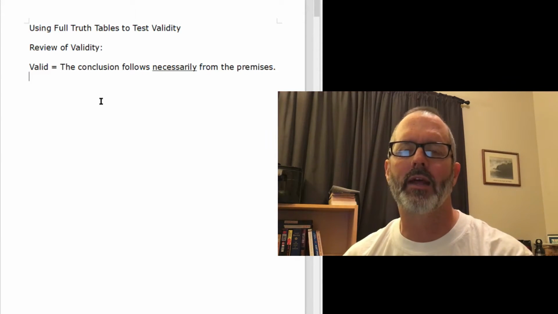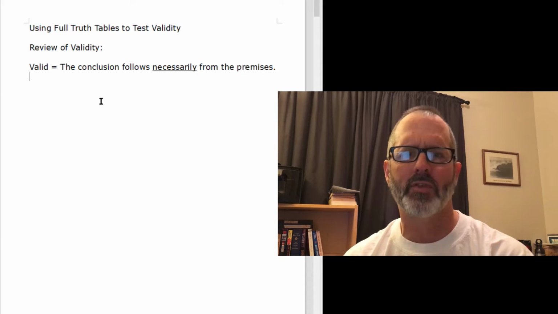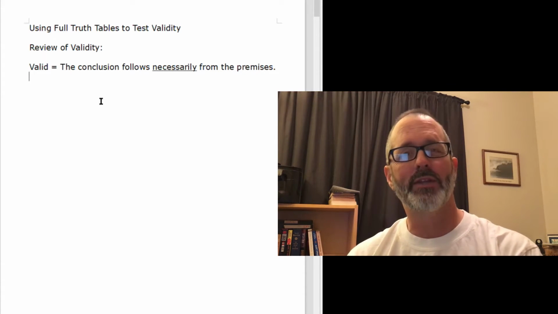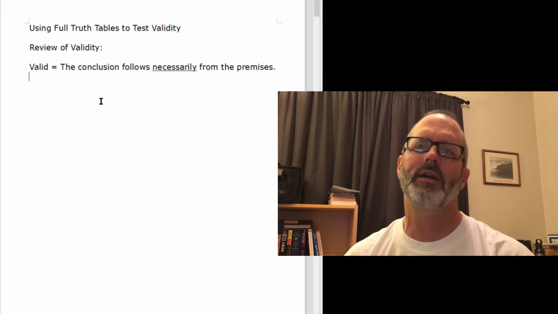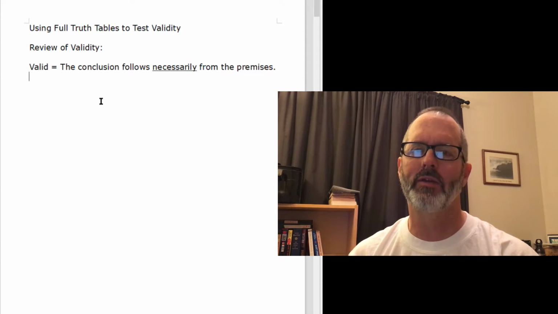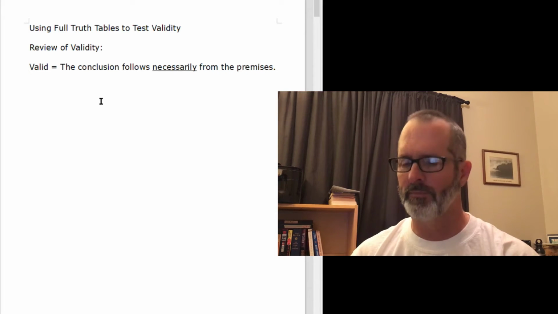Remember we were looking at Venn diagrams for the Britney Spears argument, and we said, well, she might suck, she might not. Well, that's not how validity works. Validity has to be necessarily following. It not just might follow.